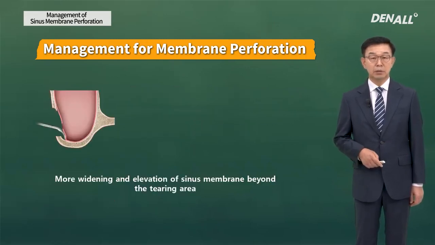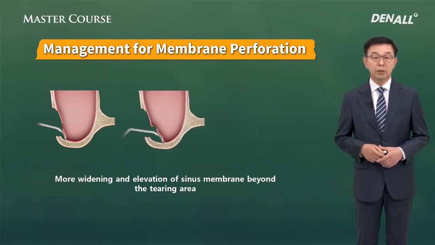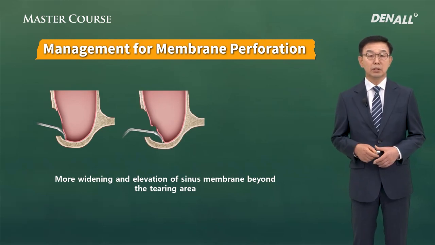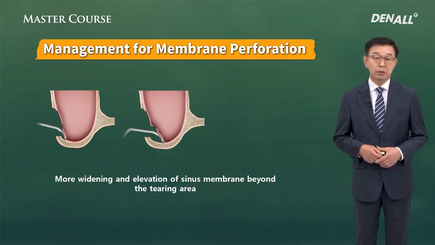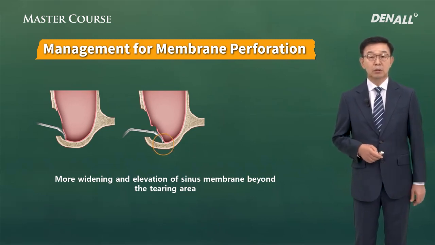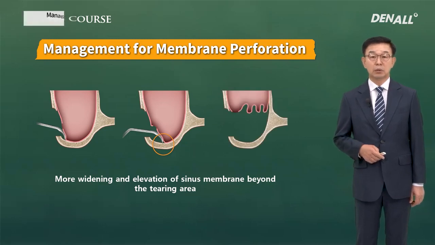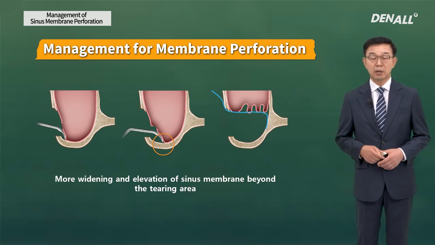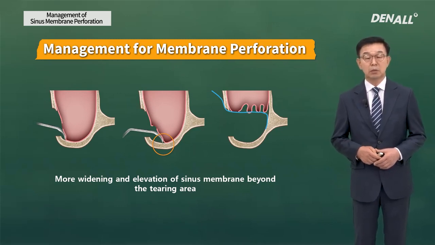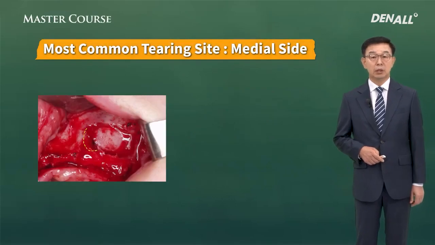Once tearing is done, around that, you need to pay a lot of attention to lift the sinus membrane. If you don't pay enough attention, the area can increase in size. You need to look at the area where it's torn and lift the sinus membrane with caution. Once it is sufficiently lifted and resorbable membrane is used, you can do bone graft and place the implant if possible.